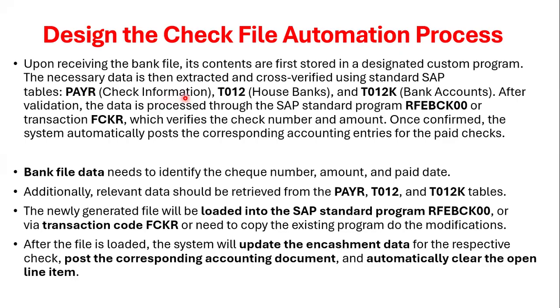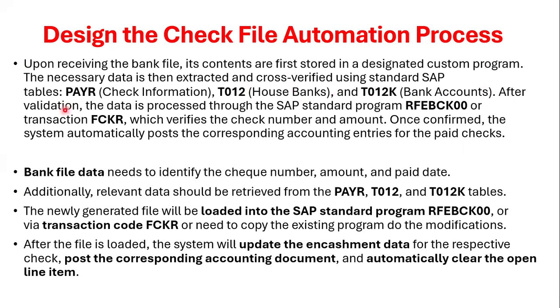Based on that information, we can get the house bank and account ID. For one house bank, you have the check number and account ID. Based on that, we pass into the T012 table, house banks, and T012K, bank accounts. From T012 I get the house bank related information, and from T012K I get the bank account number.